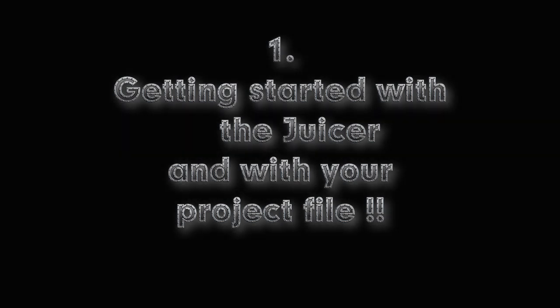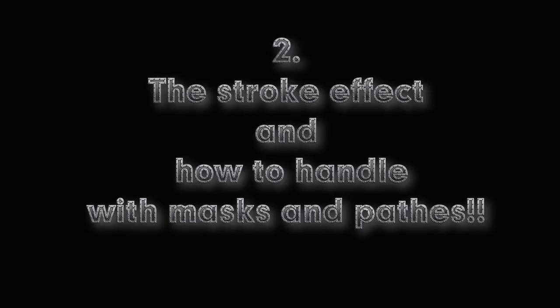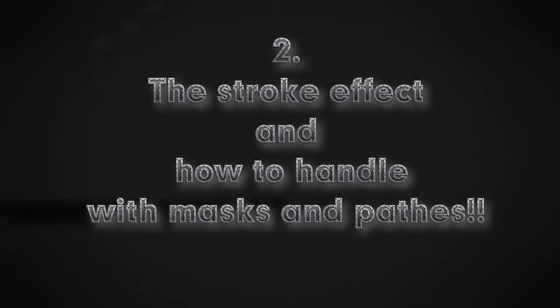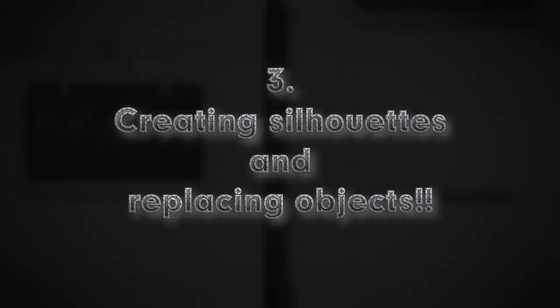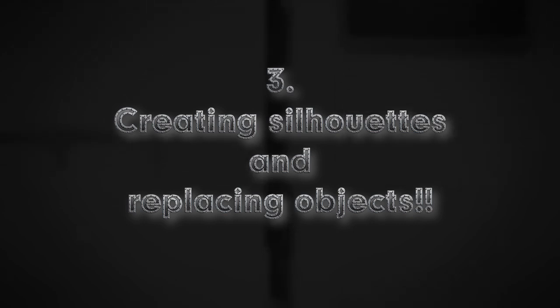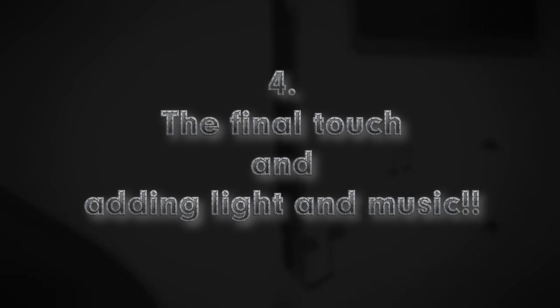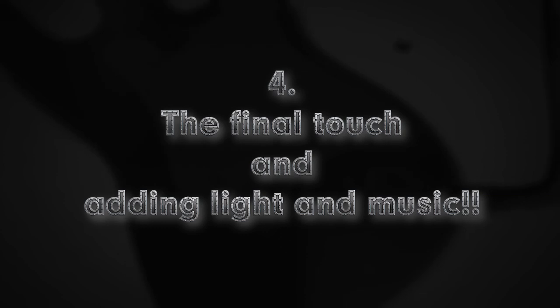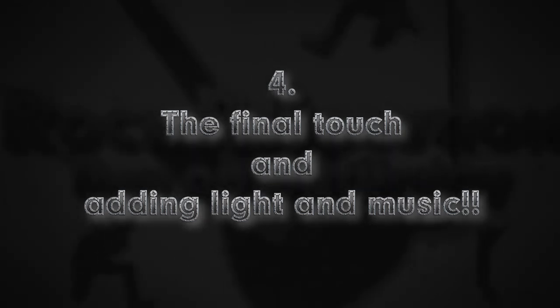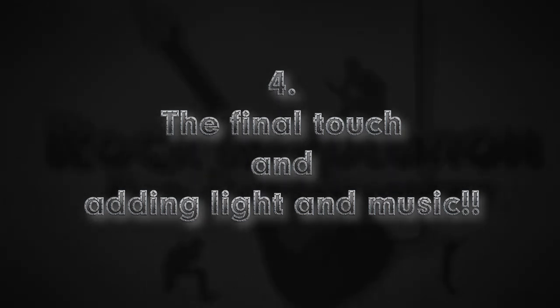After that I am going to show you how to use the stroke effect and how to work with masks and passes, as this whole animation is based on this line, this stroke, which is walking all through the frame. In a third step I'm going to show you how to create this silhouette look and how to replace other objects with this new one. And after that I'm going to go through a few steps to create a final look, and I'm also going to add light and music. So let's do this!